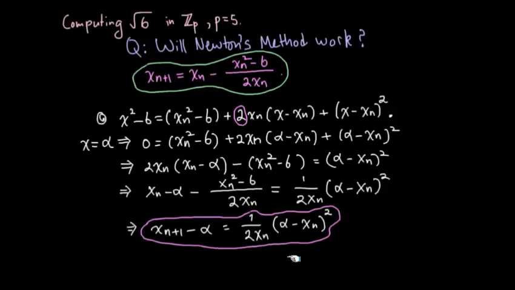So what this tells us is that how close this xn is to our target alpha determines how close the next number, xn plus 1, is going to be to alpha. In p-adic integers, we have a very, very clean result.